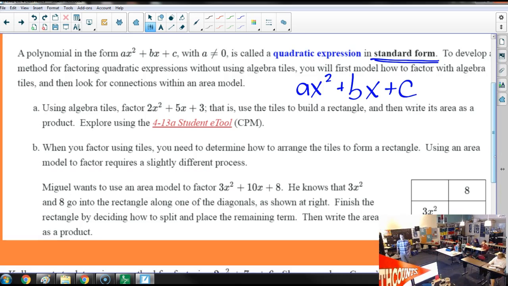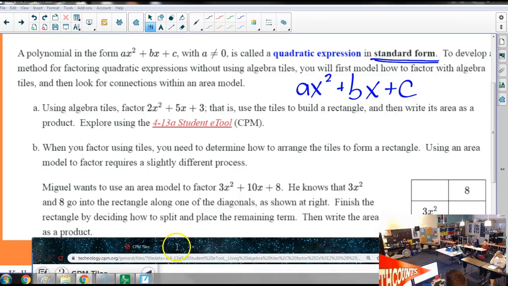what we're actually looking at is the physical area model of this. This is the problem with me operating on Smartboard. I can't click that hyperlink. Got to come over here.